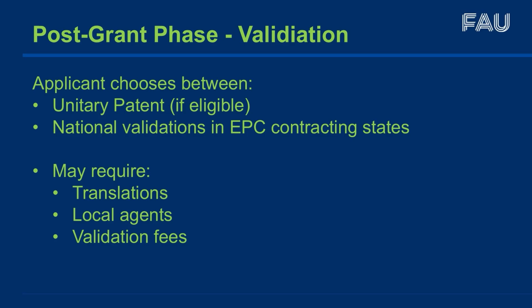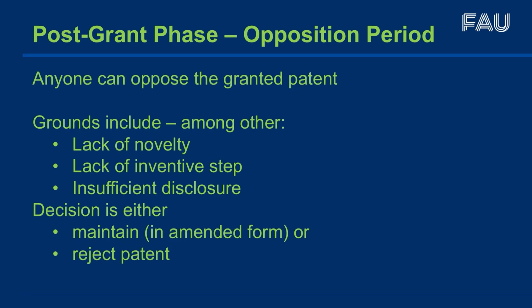This includes deciding whether to request a unitary patent, which provides uniform protection in many EU member states, or whether to proceed with the traditional route of national validations in individual countries. A separate video dedicated to the unitary patent system will follow, where we will look at this option in more detail.